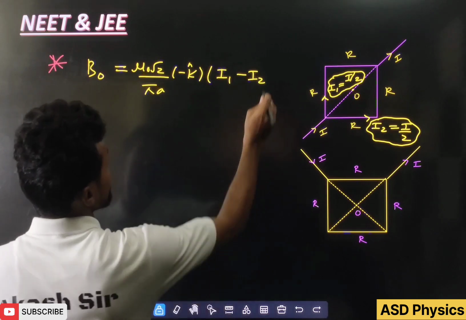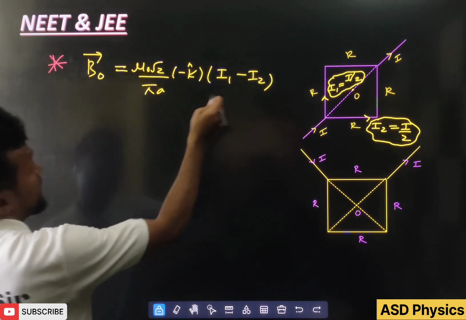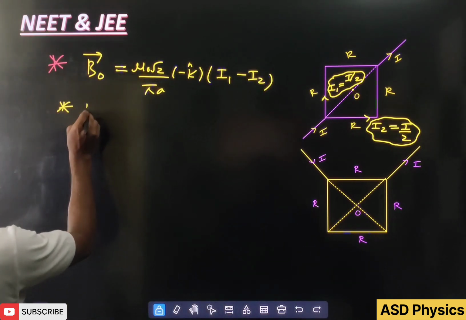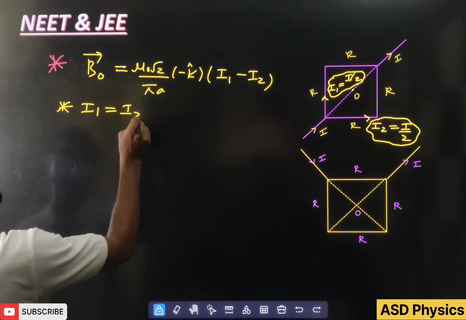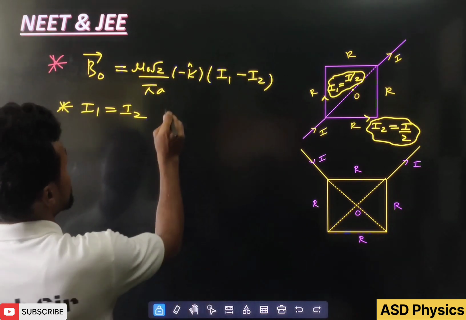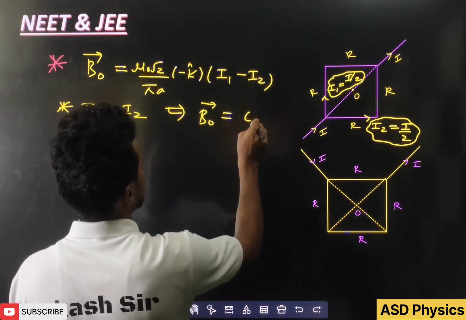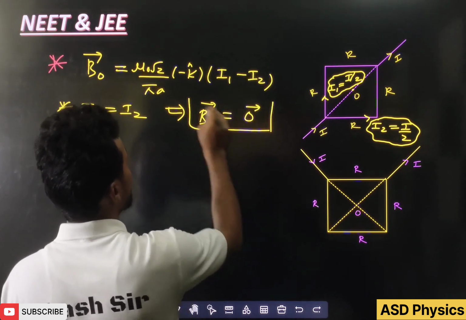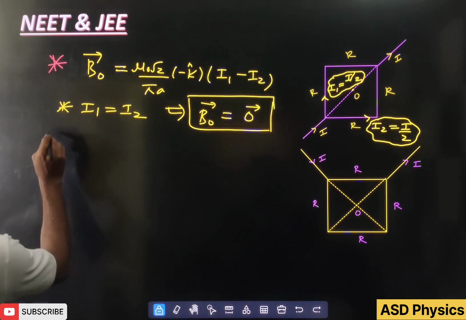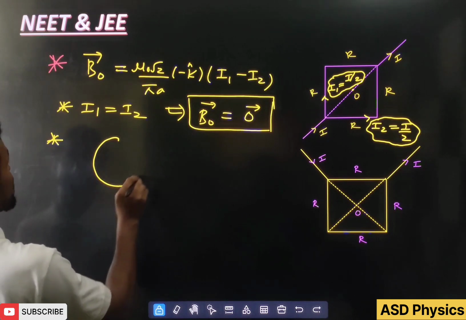As you know, I1 equals I2, both the paths are identical. I1 equals I2 only. That means whenever the paths are identical, the magnetic field will be 0. Even this thing is applicable to this kind of situation also.